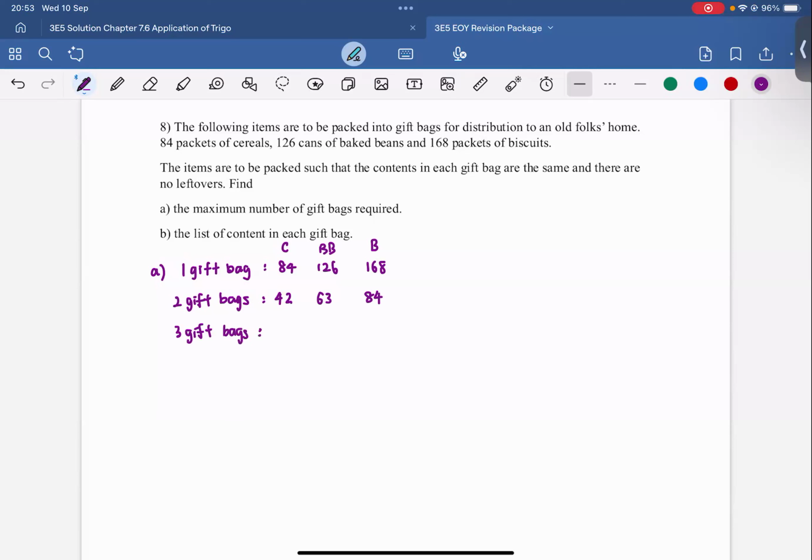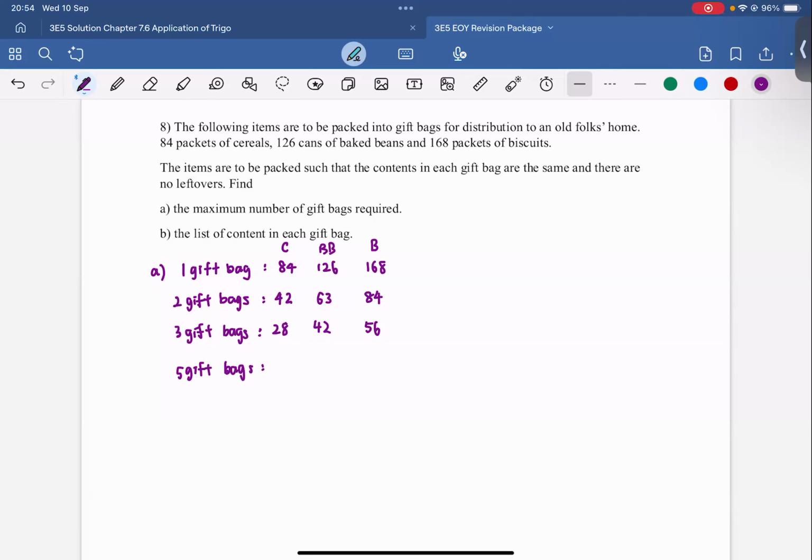If you have 3 gift bags, then I would have 28. Then this one I have 3, I have 42. Then if I have 3, I would have 56. Okay, but then you realize this doesn't work out. So you ask yourself, can I have 5 gift bags? Then you realize that I cannot have 5 gift bags, because 84 cannot divide by 5.